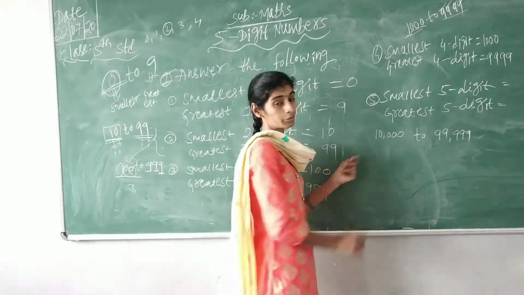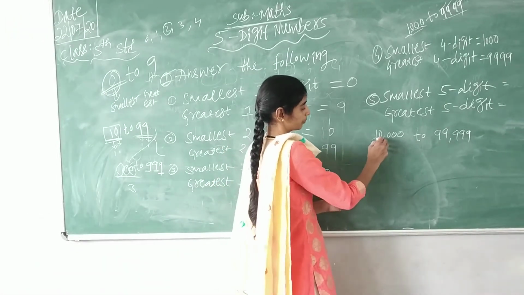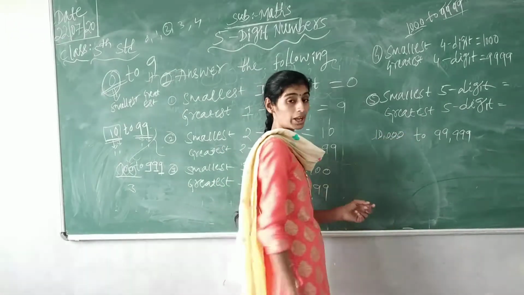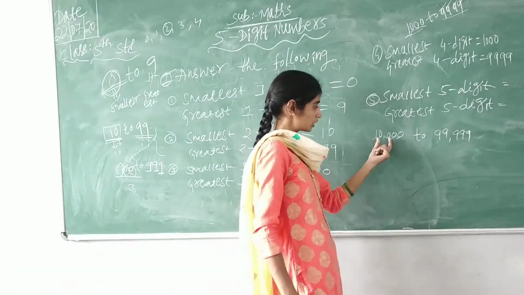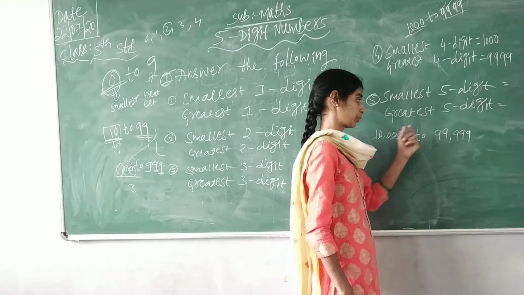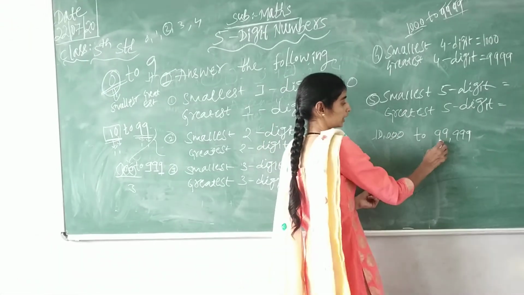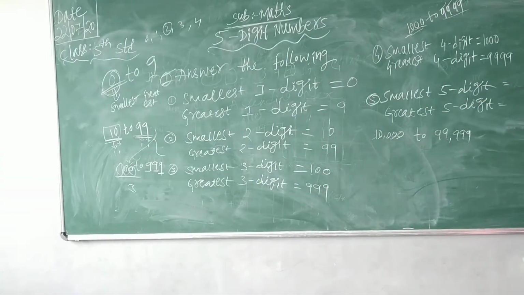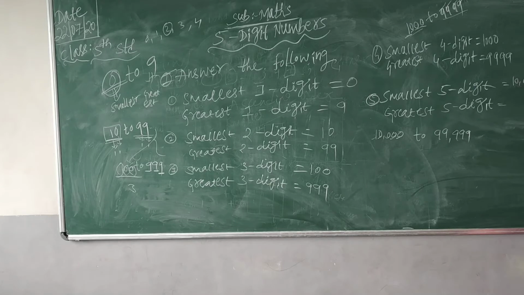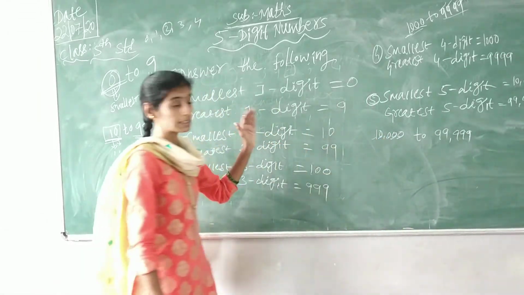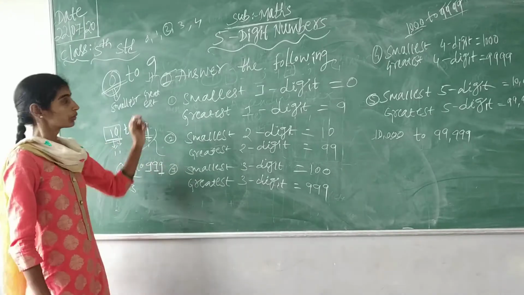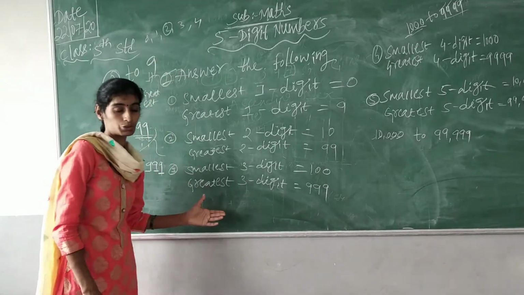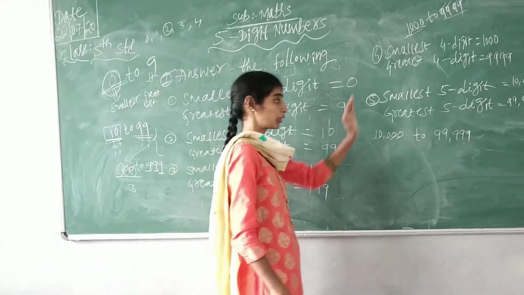You can see 5 digits in this 10,000: 1, 2, 3, 4, 5. So total 5 digits. This is the smallest of 5 digits, that is 10,000. The greatest is 99,999. So how to read these numbers, children? The smallest is 10,000 and the greatest is 99,999. So these all are our basics of the numbers. You should know which is the smallest of 1 digit, which is the smallest of 2 digit, likewise.